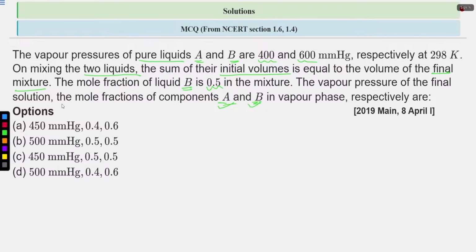Okay, so the four options given for this question are: 450 mm of Hg and 0.4 and 0.6; 500 mm of Hg and 0.5 and 0.5; 450 mm of Hg and 0.5 and 0.5; or 500 mm of Hg and 0.4 and 0.6. So you've got some time, go through it, think about it, and then we will see what the correct answer is.